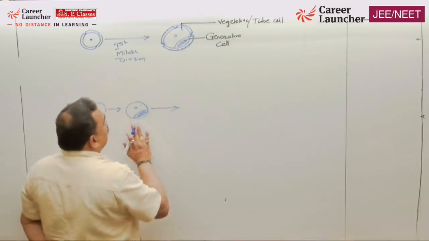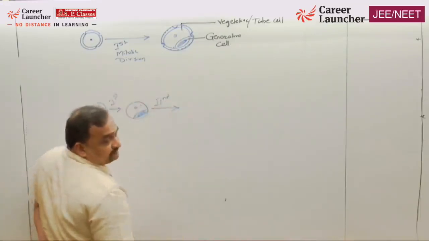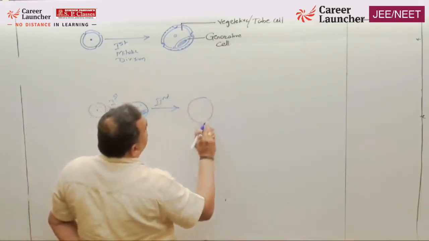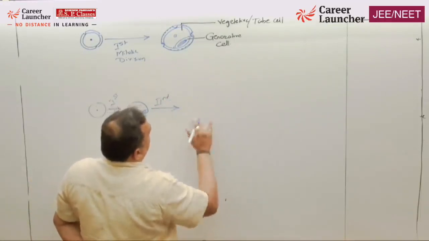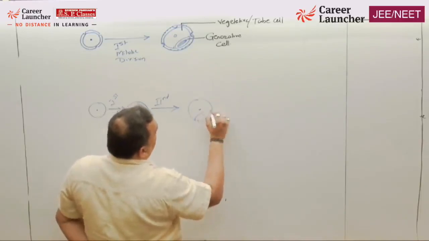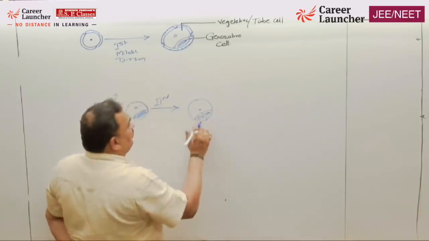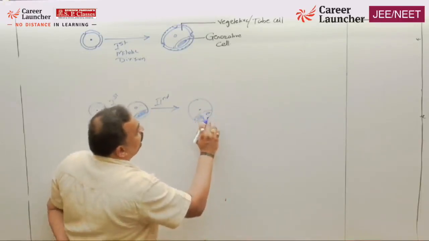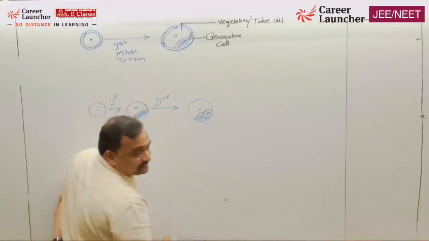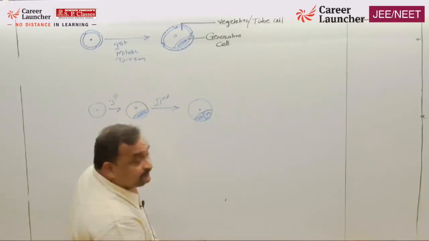Once this first meiotic division happens, there will be a second meiotic division, and the second meiotic division leads to formation of... okay, the generative cell also divides to form two more nuclei. I hope you understand. And these are called male gametes. What are they called?